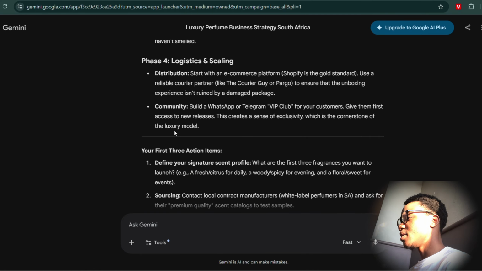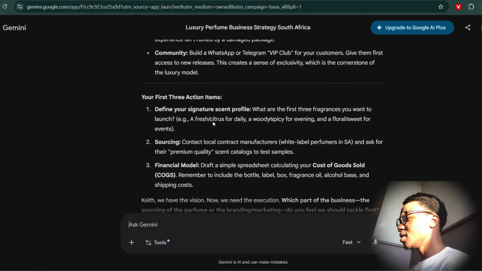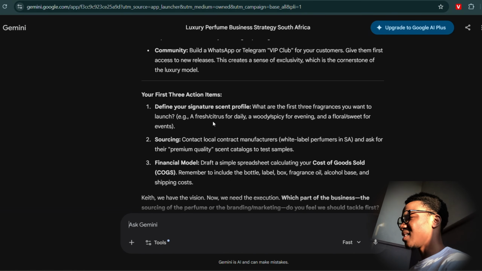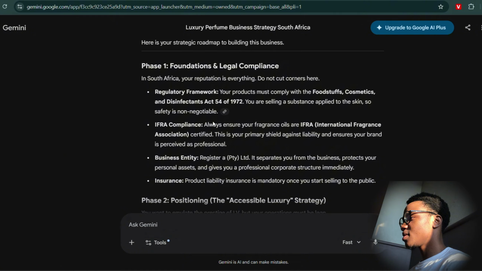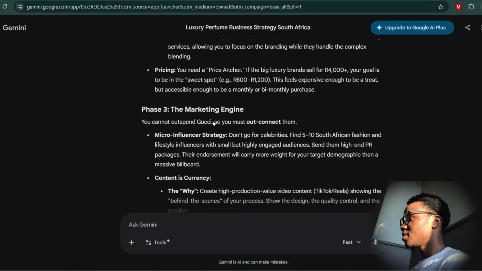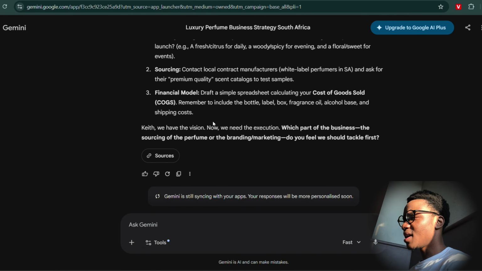Okay. The logistics and scaling. That was so short. Maybe it's because we said fast. So keep the vision. Now you need to execute. Which part of the business, sourcing for the perfume or branding, do you feel like you should tackle first? Oh, so now I should tell it what to tackle first. Yeah, with Gemini you can do that, because remember the credits, you can keep running up the credits.